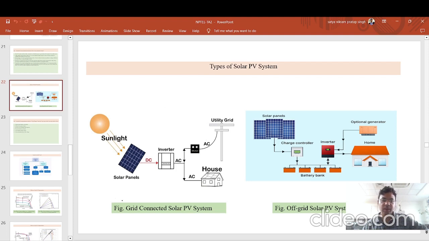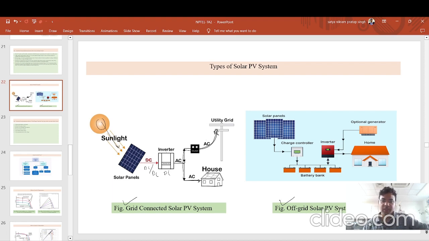First one is the grid-connected solar PV system, and second one is the off-grid solar PV system. In the grid-connected solar PV system, when sunlight falls on the solar panel, it generates a DC voltage, and using a DC to DC converter, it is transferred to the inverter. Then the inverter converts this DC energy to AC, and it is used for electricity consumption in the house and is also sent to the utility grid.